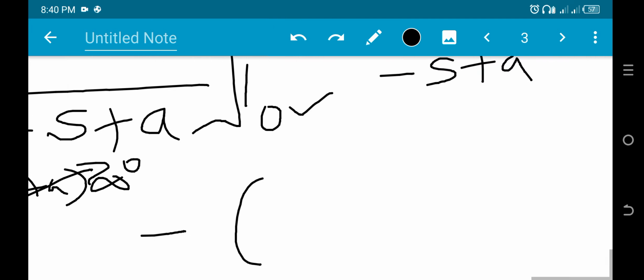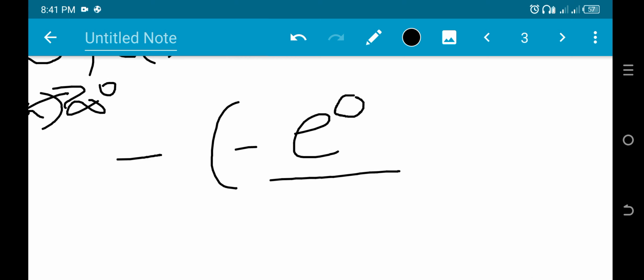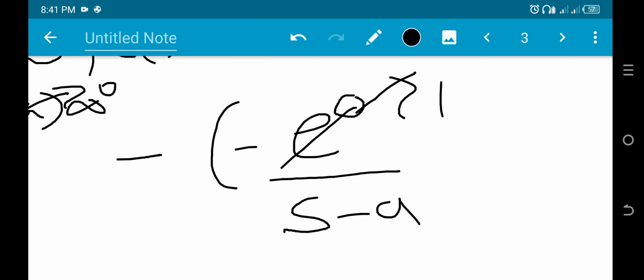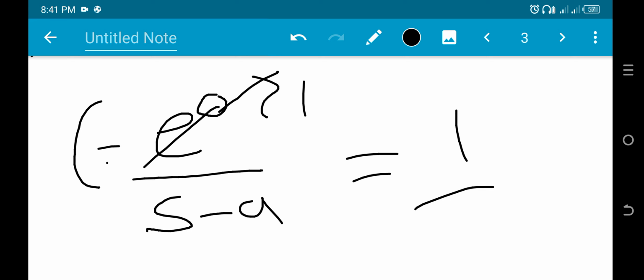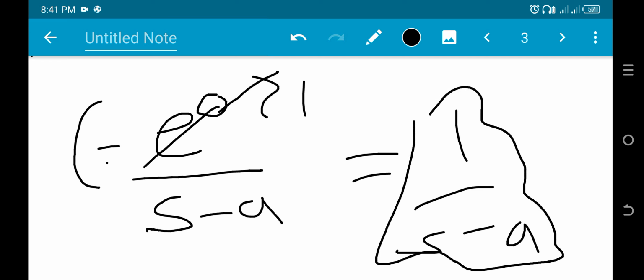So this will be negative e exponent, then we're substituting 0. Everything will just turn to 1, then over s minus a. Now look at this, this is 1. And this negative and this negative cancel out, so we have a positive. This is just the same as 1 over s minus a. So this is the Laplace transform of e exponent at.